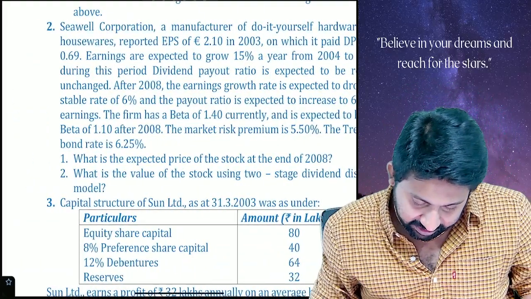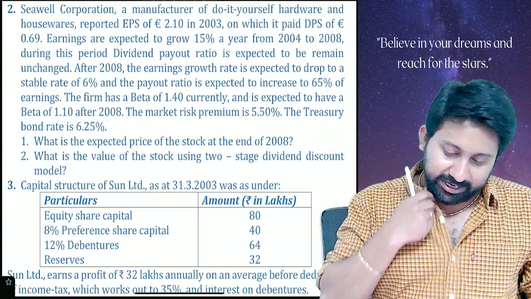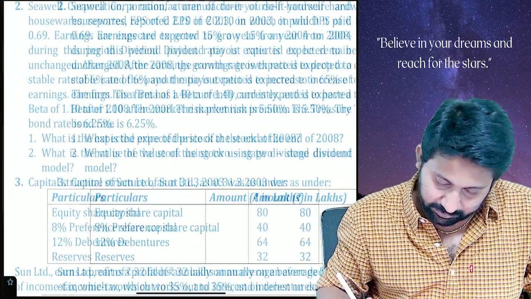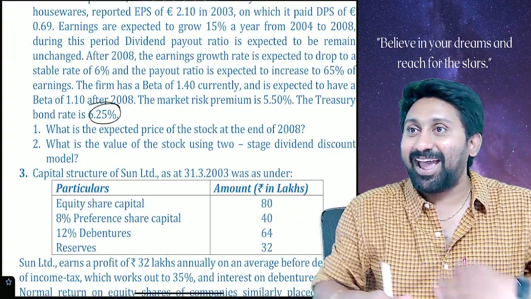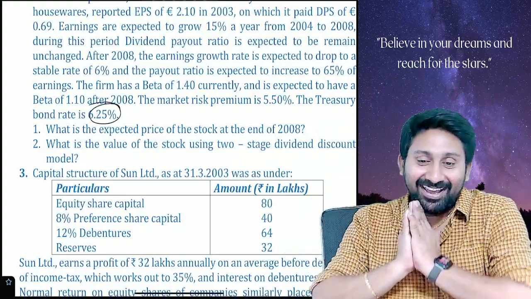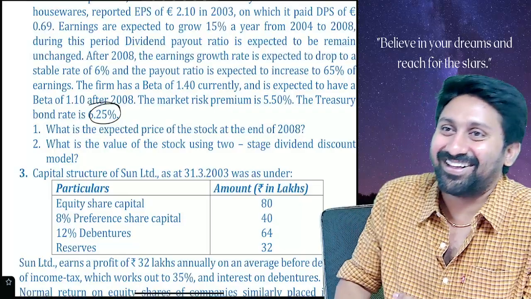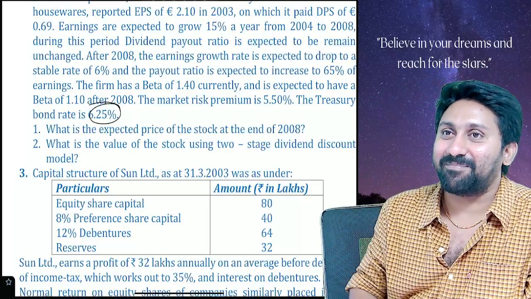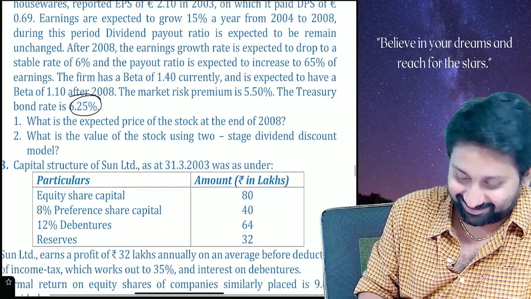Beta and RF changed. So now tell me, what is the RF? 6.25. Bond rate, treasury bond. KE also wrong. You have taken 5.5, huh? 5.5 is the market risk premium. RF is what? Risk free. Treasury means RBI bonds.